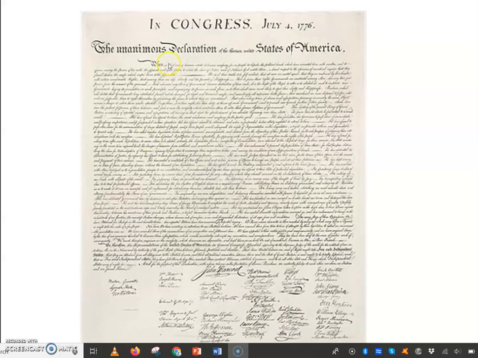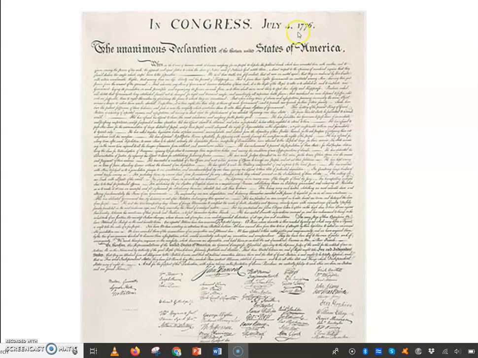Finish with this. Congress, the Second Continental Congress, wrote the Declaration of Independence. Thomas Jefferson did most of the writing. They approved it on July 2nd. Many of the members of Congress signed on the 2nd, 3rd, or 4th. July 4th is the day we use as our Independence Day.